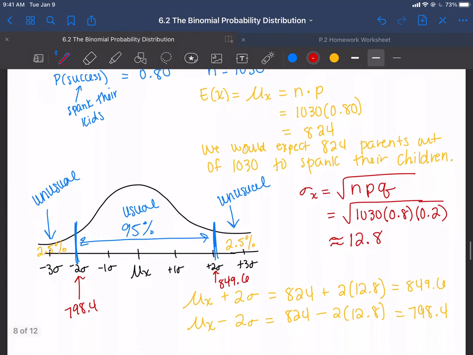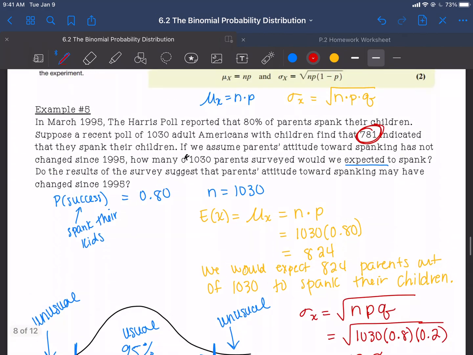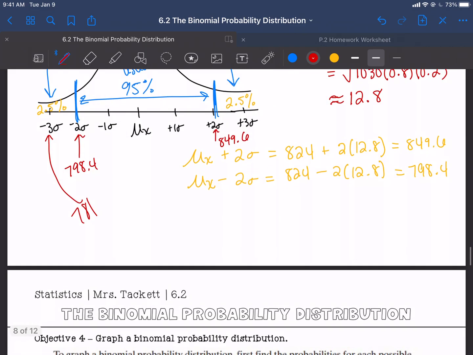So the expected value, all this is what we used based on the previous data. Okay, 80%. We want to know, has that changed? Well, the 781 would lie somewhere in that area. So it's more than 2 standard deviations away. So it is unusual.